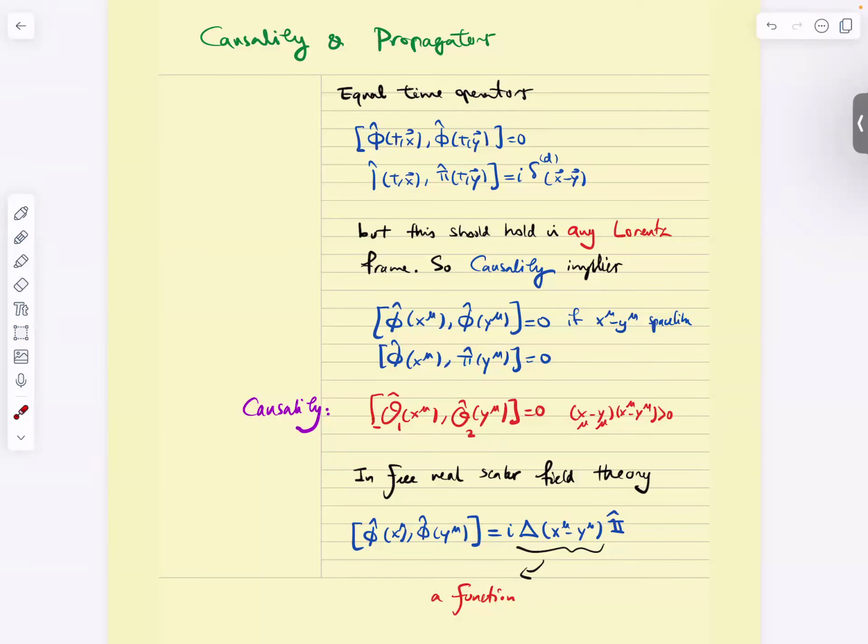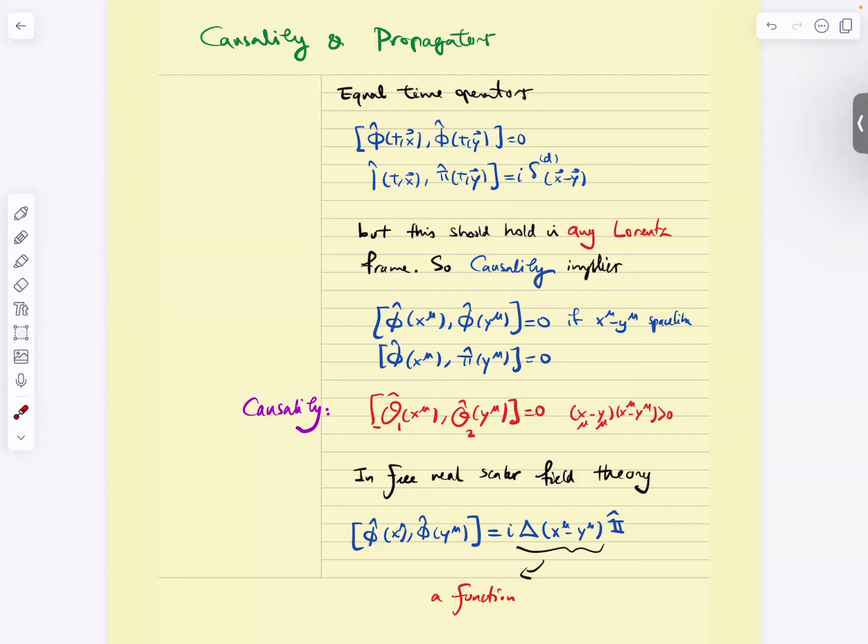It's a statement that commutators of observables must vanish outside the light cone. For time-like separated operators, the commutators could be non-zero, but when they are space-like separated, it must be zero. Could it be that commutators are zero even for time-like separated operators? This is a trick question.